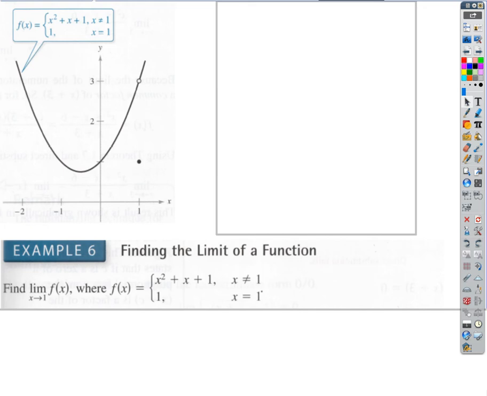How could we do this maybe without using the graph, though? What's our strategy? Substitution. Okay, but I think I get what you're saying here, but if I substitute x equals 1 into f of x, I get back 1. Okay, so I could do that.